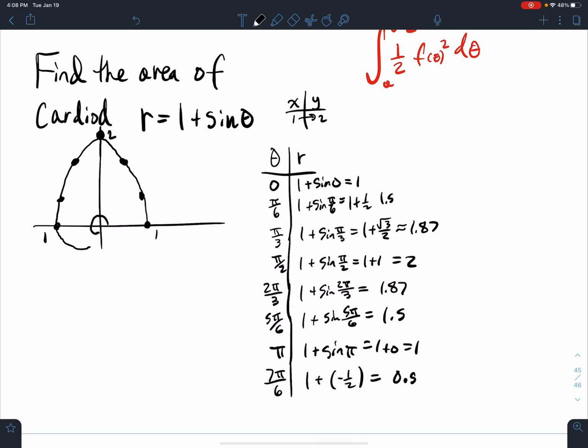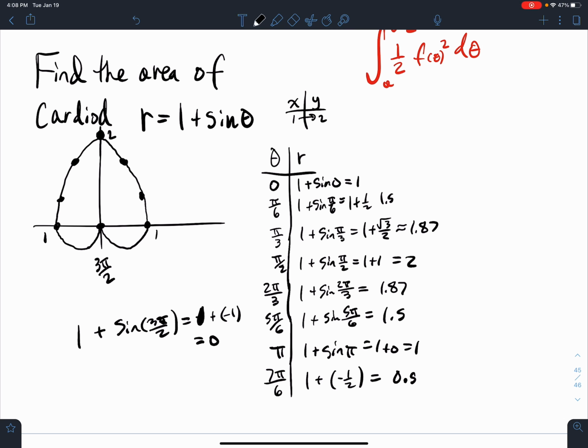And then as my angle gets closer and closer to 3 pi over 2, well, what do we know about the sine of 3 pi over 2? Well, that's equal to negative 1, so that would give me 1 plus a negative 1, which gets me 0. So that 3 pi over 2 angle is going to get pulled right back into the origin, okay? And then once I get past that, it starts coming back out again, and we make the circle back through.